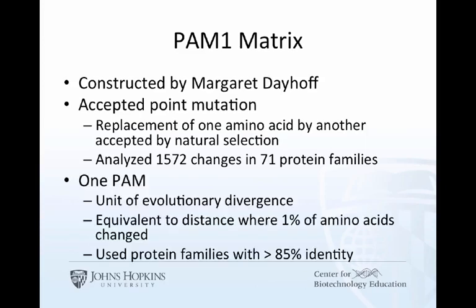One PAM is defined as a unit of distance of evolutionary divergence, in which 1% of the total amino acids have changed. Now to do that, you've got to use very, very closely related proteins. And she used protein families with greater than 85% identity. Very different from the BLOSUM approach that we'll also see.